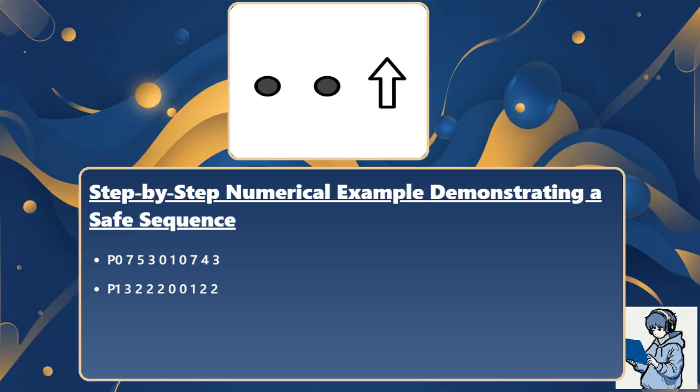Process 1: maximum demand 3, 2, 2. Allocation 2, 0, 0. Need 1, 2, 2. Process 2: maximum demand 9, 0, 2. Allocation 3, 0, 2. Need 6, 0, 0. Process 3: maximum demand 2, 2, 2. Allocation 2, 1, 1. Need 0, 1, 1. Process 4: maximum demand 4, 3, 3. Allocation 0, 0, 2. Need 4, 3, 1.